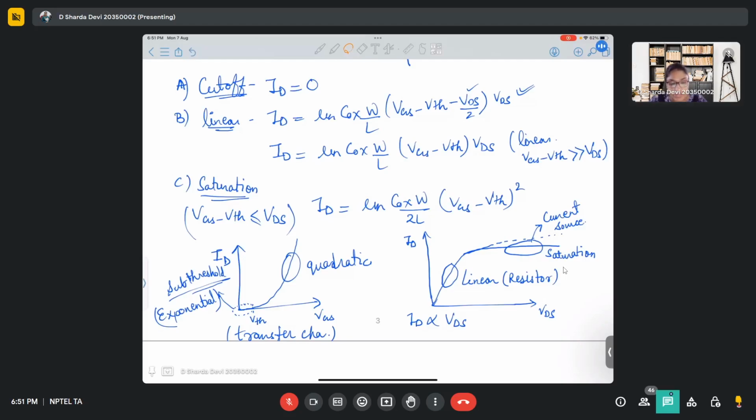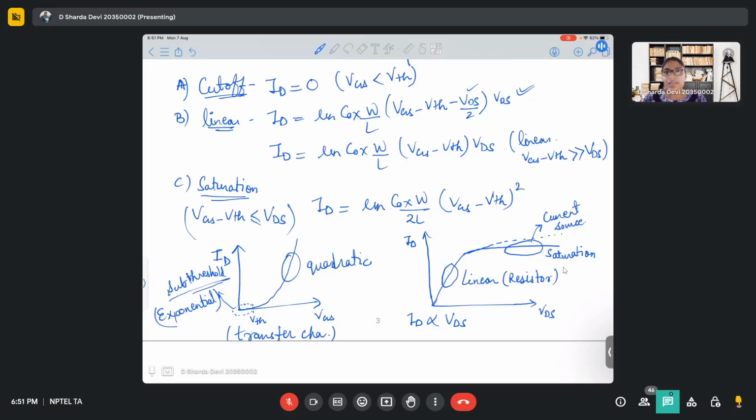So, yes. When we say linear or saturation, it is always beyond your threshold region. For checking whether your transistor is in linear or saturation, the first thing you need to know is whether your transistor is on or off. For cutoff, VGS is less than VTH, then your transistor is off.